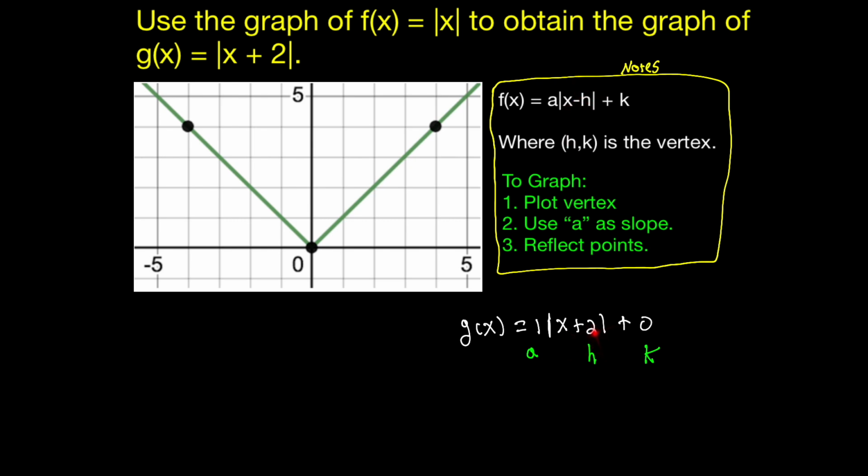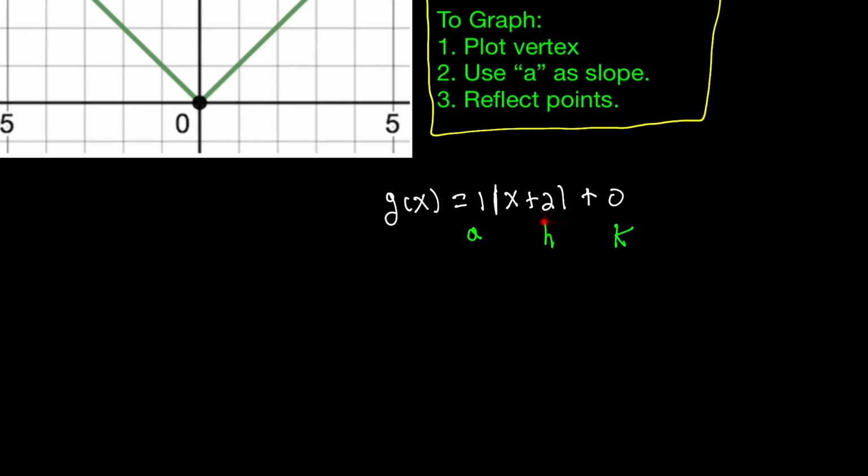Here, we're basically getting the opposite value of what we see. That only happens for h. For k, we grab whatever is here. Since we have a positive 2, my vertex is going to begin at negative 2, and then I'm going to grab the k value, which is 0.